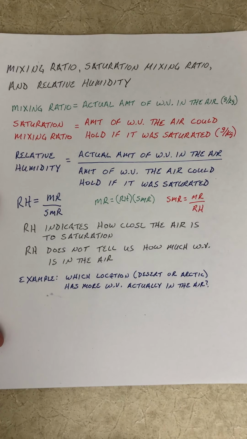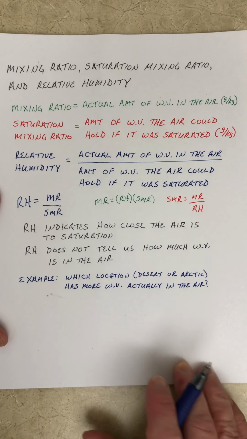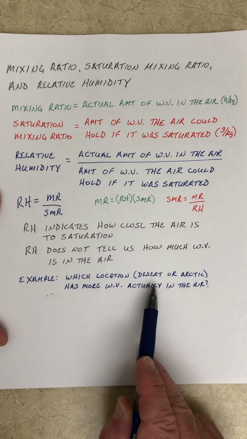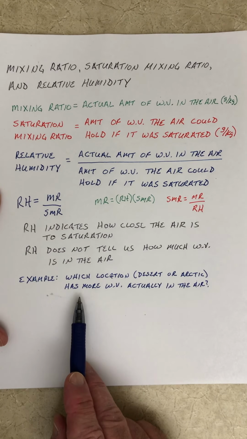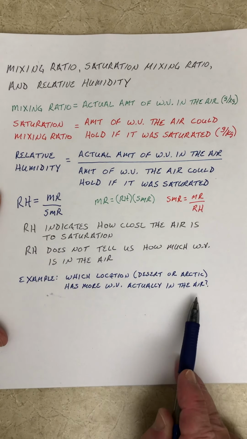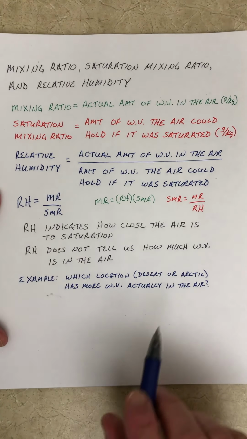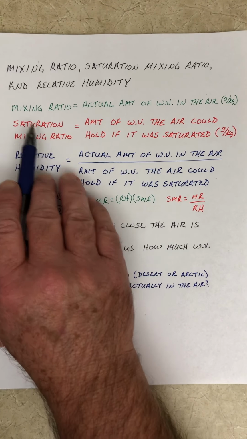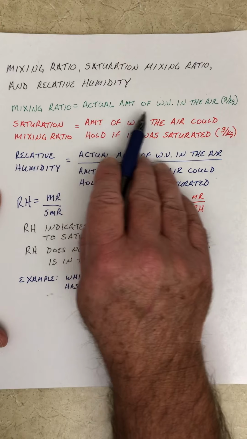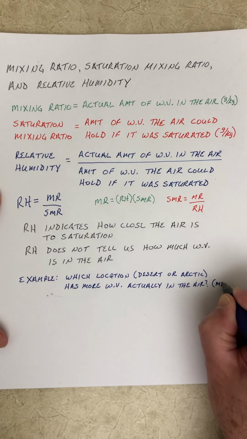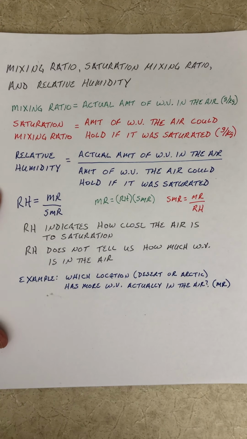Okay, and so first thing, now this is where knowing your terms and knowing your definitions really comes in handy. When I'm asking which location, the desert or the Arctic location I'm going to give you, has more water vapor actually in the air, what is it that you need to determine? If we go back to our definitions, mixing ratio is the actual amount of water vapor in the air. So in this particular case, we need to determine or calculate the mixing ratio.